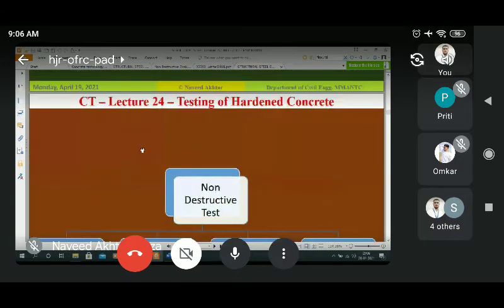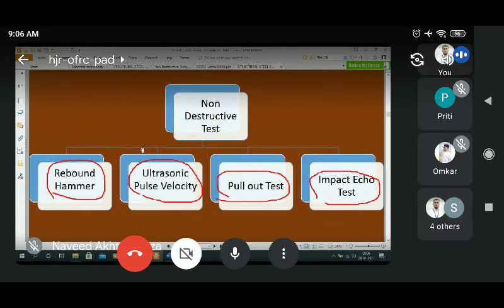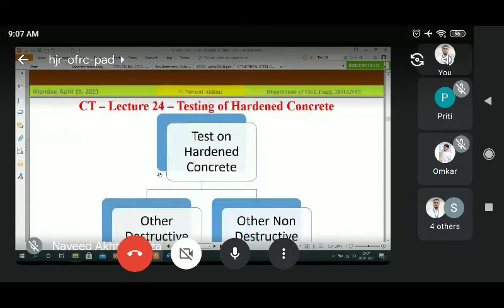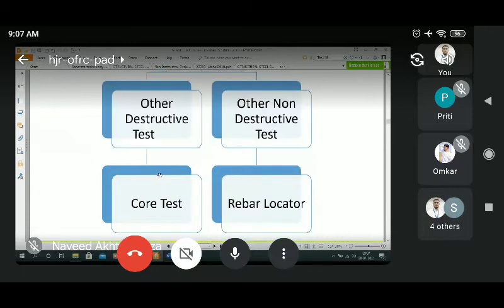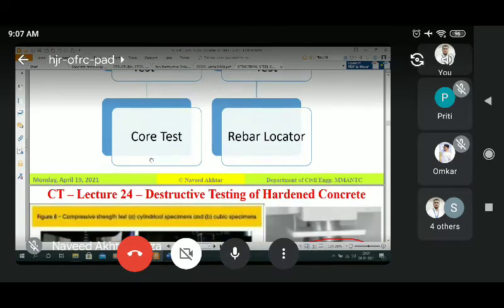And in second type, the non-destructive test, there are many non-destructive tests evolved nowadays, but few are very common from decades. They are rebound hammer and the ultrasonic pulse velocity, pull-out test, and the impact echo test, which is carried out on the piles also. So those are non-destructive tests, where there is no destruction on the concrete. Also, if the cube test is not satisfied, then for the destructive test, we take a core sample from the slab, beam, or the column, or any structural member. If we have doubt and the cube is saying that 28 days strength is not satisfying, then we go for the core test. Another non-destructive test may be rebar locator, and many tests are available.